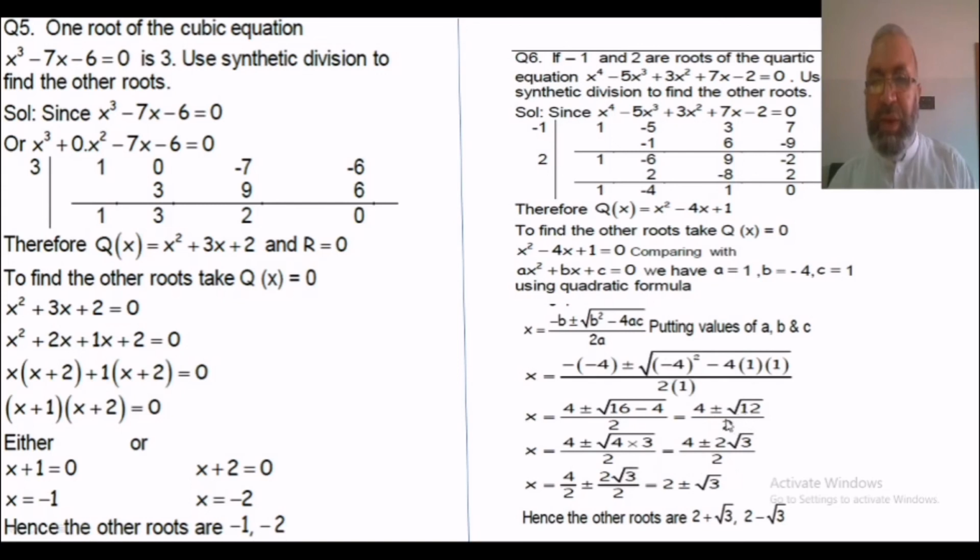Now we write the square root of 12 as the square root of 4 multiplied by 3, and the square root of 4 is 2, so we can write 2 under root 3. Now 2 is common in the numerator. By taking it out we can write 4 by 2 plus minus 2 under root 3 by 2. So here the 2s cancel, we get 2 plus minus under root 3. So we get two other roots, 2 plus under root 3 and 2 minus under root 3, which are the required roots.